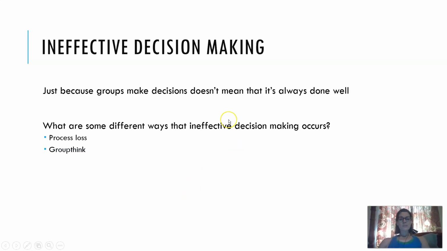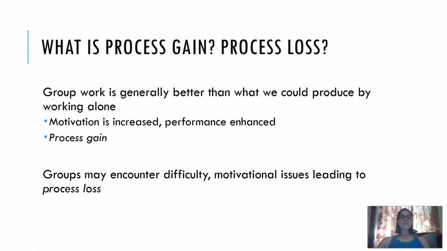But here's a problem. Just because groups make decisions doesn't always mean that it's done very well. And so we're going to talk about a couple of different ways that ineffective decision-making occurs. We're going to talk about process loss, and we're going to talk about groupthink. So when I talk about process loss, you have to understand process gain. And generally, what we're going to find is that group work is generally better than what we could produce by working alone.